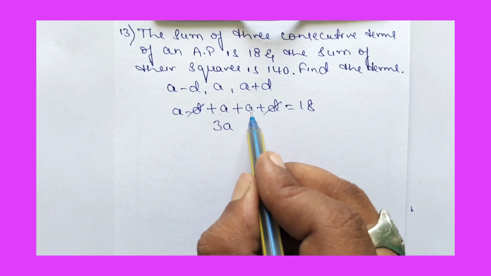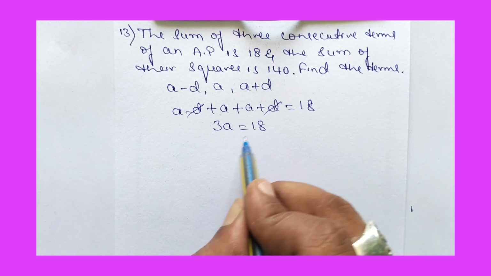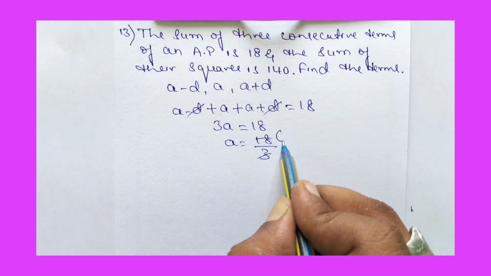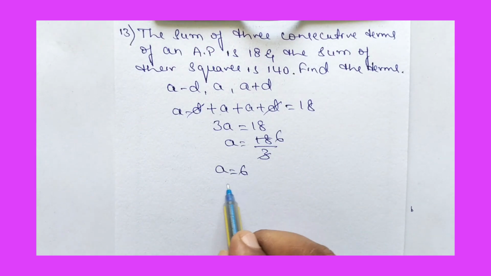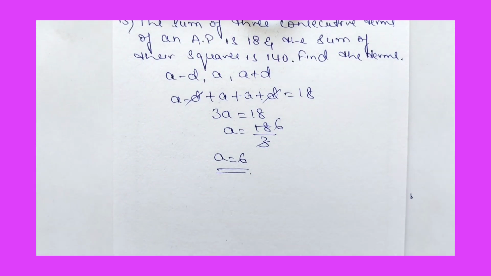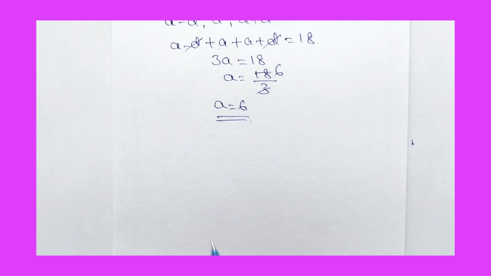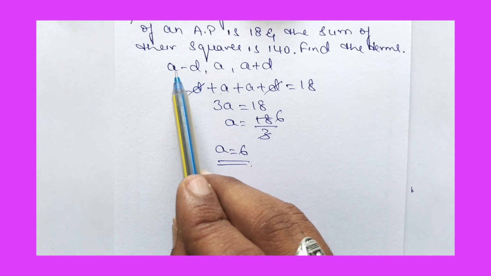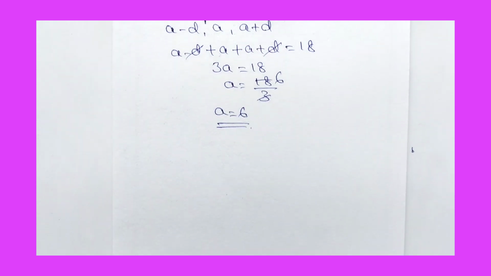a plus a plus a, 3a is equal to 18, a is equal to 18 by 3, 3 sixes are 18, a is equal to 6. And the sum of their squares is given. So again, now we have to square these terms and add them. Let us square and add it.